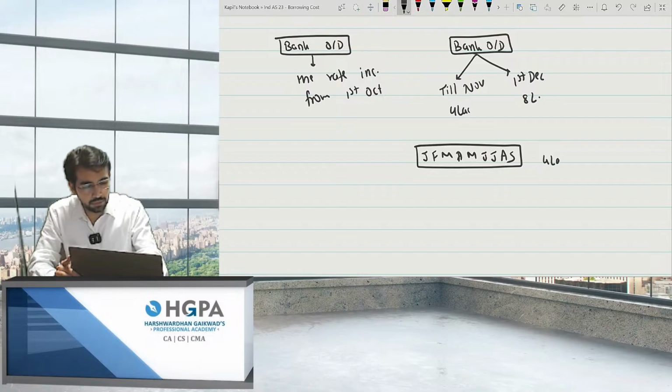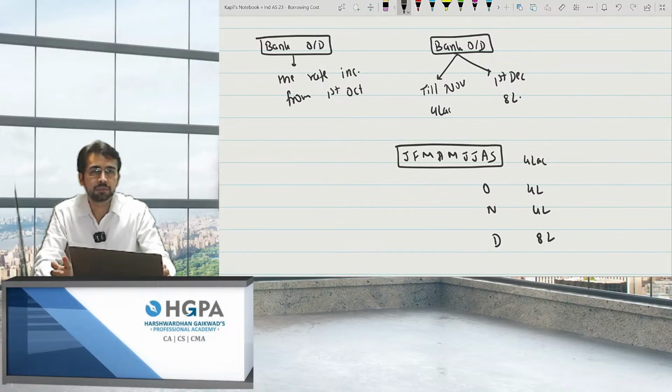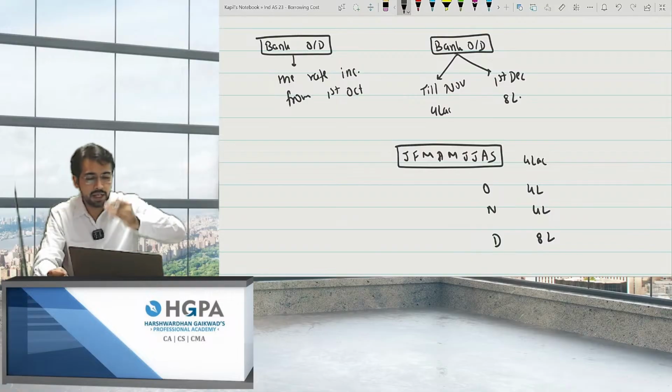4 lakh only. For October and for November, it was 4 lakh only. And for December, it was 4 lakh only. Sorry, it was 8 lakh. Right? I have bifurcated it figure wise. Jan to September, 4 lakh. October and November also 4 lakh. And for December, it was 8 lakh.